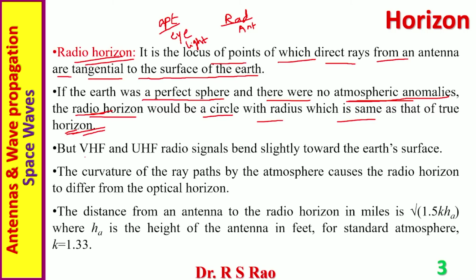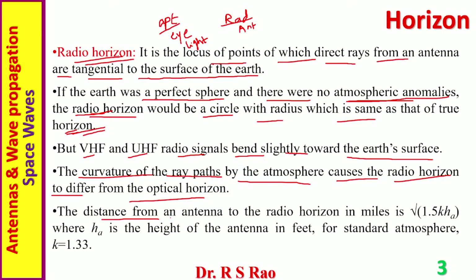Now let us move further. VHF and UHF radio signals bend slightly towards the Earth's surface. The curvature of the ray paths by the atmosphere causes the radio horizon to differ from optical horizon. The distance from an antenna to the radio horizon in miles is square root of 1.5 K HA. Here HA is height of the antenna in feet and for standard atmosphere K value is 1.33.